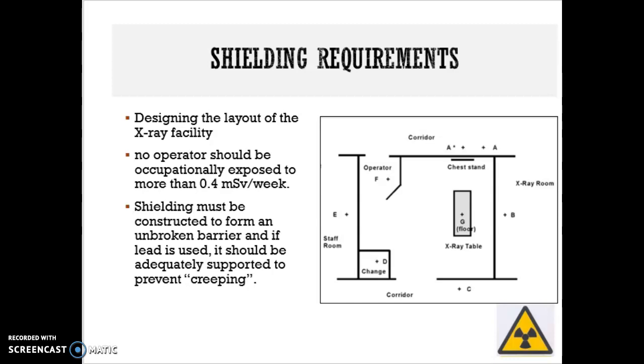The rooms containing the X-ray equipment should be designed to provide adequate working space to the technologist and to allow ease of movement for the patient. Now, no operator should be exposed to more than 0.4 millisievert per week according to the regulations. The X-ray equipment should be positioned in a room in such a way that during the irradiation, no one can enter the room without the knowledge of the technologist. The X-ray beam must always be directed towards an adequately shielded area, and shielding must be constructed to form an unbroken barrier. And if lead is used, it should be adequately supported to prevent any creeping of X-rays through that area.